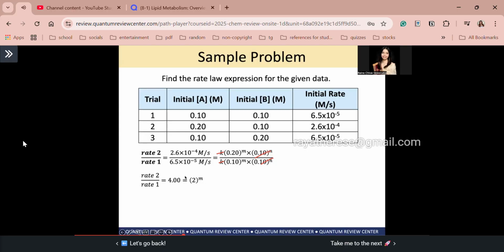Oh guys, we can simply just find the value for m, diba? O anong value ni m kaya guys, ang magiging result natin ay 4, o diba? Alam niyo na guys yan, diba? Na 2 squared is just equal to 4, diba? Therefore, the value of m, the reaction order with respect to A, is equal to 2, diba? Very easy. Again guys, kailangan lang na meron tayong maka-cancel out, okay?